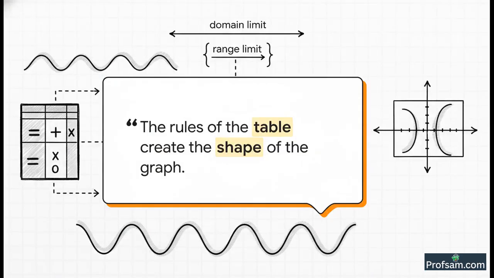So the main takeaway here is this. The rules from that table are not just some random numbers to memorize. They literally create the shape of the graph. The domain tells you how wide the graph can be, and the range, or our principal value branch, tells you how tall it can be.